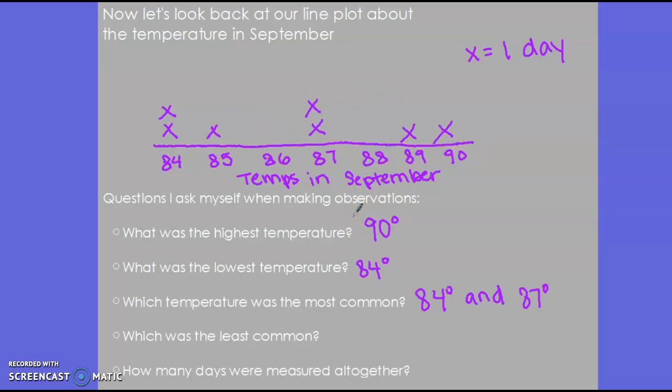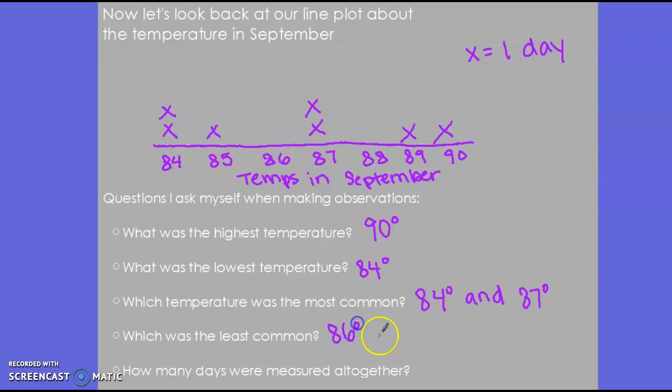Hope you're still with me. This says, which was the least common? So which temperature was the least common? Okay, so if we pick the ones with the most x's to be the most common, the least common should probably be the ones with the least amount of x's, the ones that happened the least amount of times. Well, we already said 84 and 87 were the most. And we have these ones that only happened 1 day, but we have some that happened even less than 1 day. We have 2 that didn't even happen at all. So I would say those 2 happened the least. So again, we have kind of a tie.